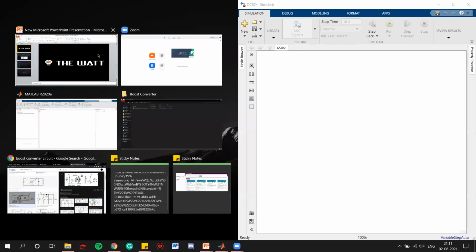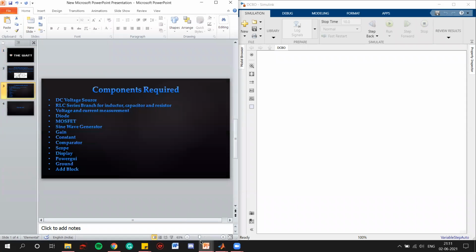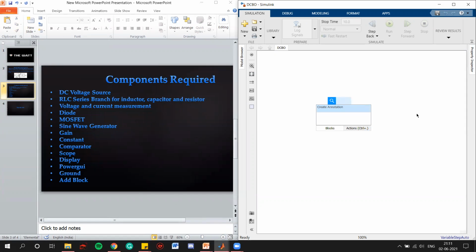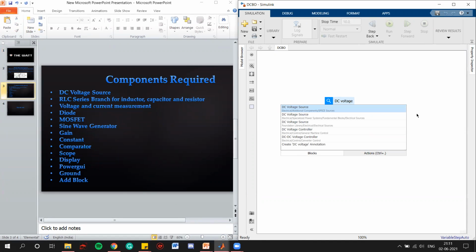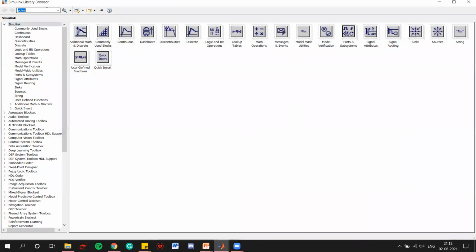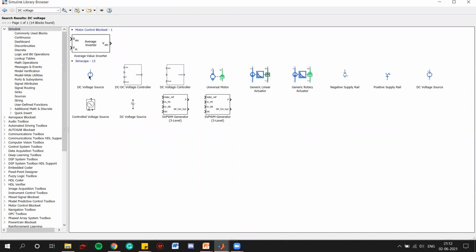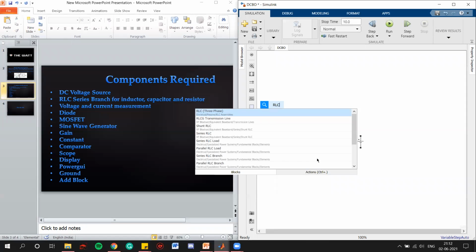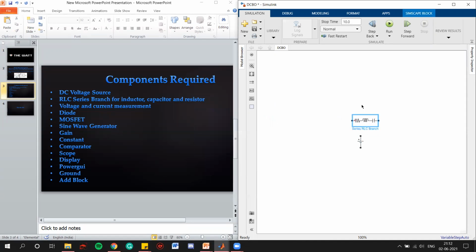Okay. So these were the components that we need. Let's start. The first one is the DC voltage source. Here we have two types of DC voltage source. Let me show you. The first one is the blue one, and the other one is the black one. We will use the black one. So add. The second one is the RLC series branch, right? We'll write series RLC. Not load, we can use the series RLC branch, right?